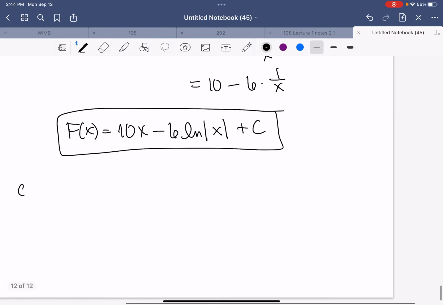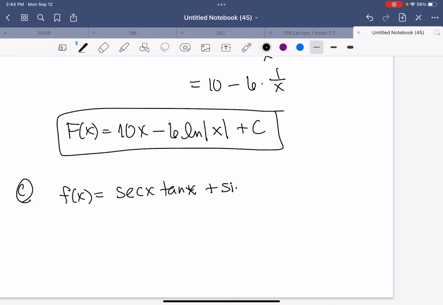And then lastly, for C, here's your trig functions. I've got secant x tangent x plus the sine of x. And find our antiderivative there. We'd find the antiderivative of secant tangent, which is secant x, and the antiderivative of sine, which is negative cosine x, and add on our plus c.